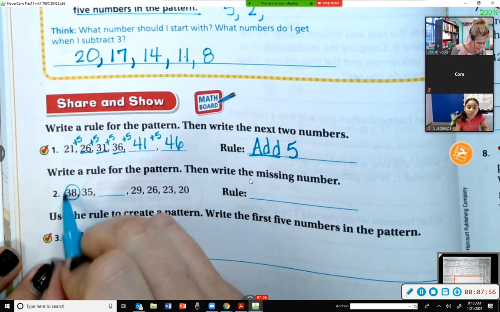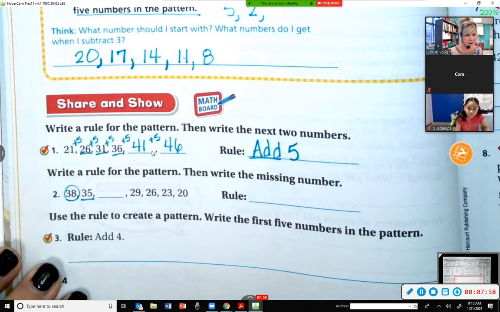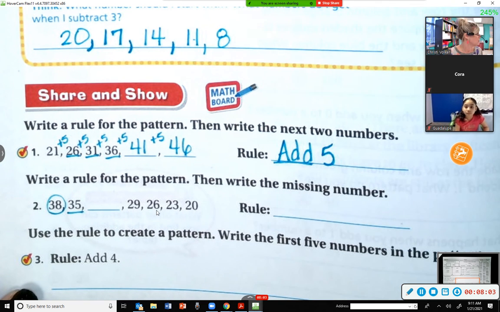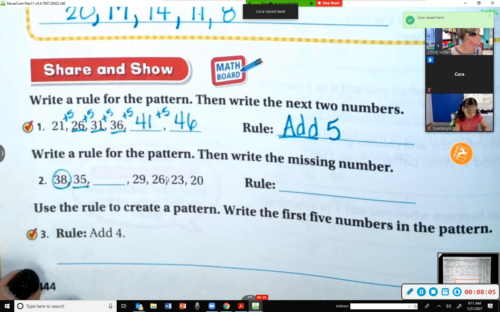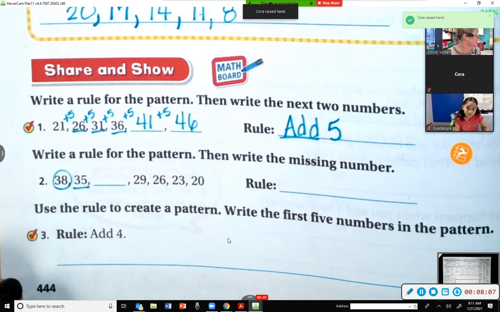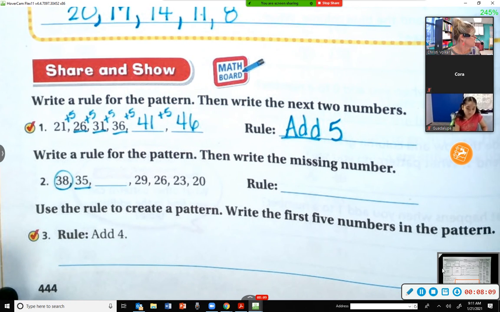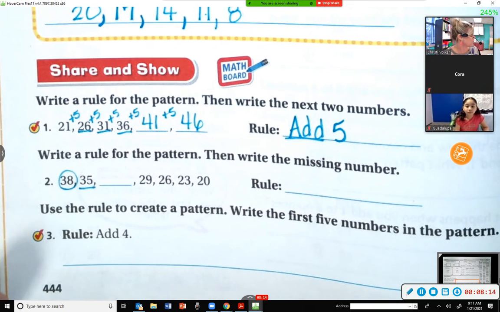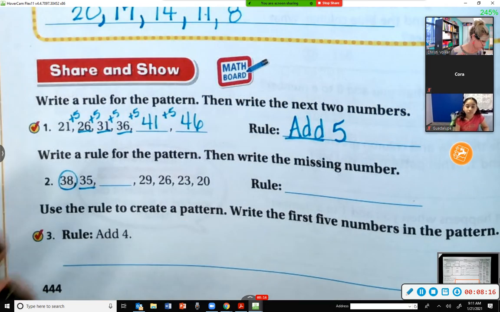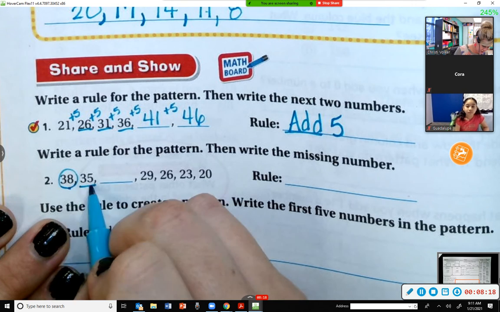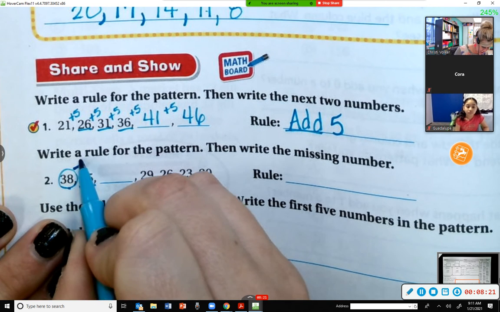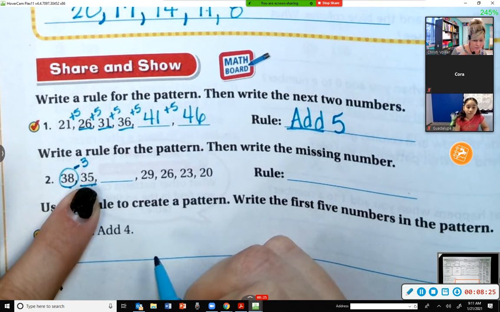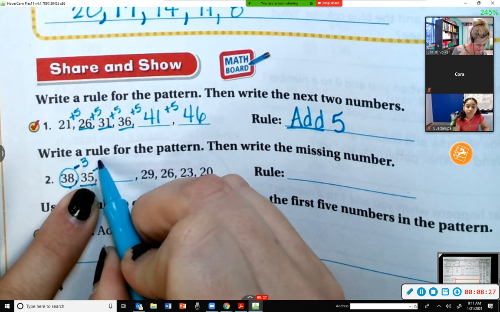Now, I'm starting at 38 and then it went to 35. What do you notice between those two numbers? What's happening? Evangeline? It's subtracting. And how did you know? Because it's getting lower. Good. So when it's getting lower, you know you're subtracting. So 38 to 35, I'm going to subtract 3. So I need to do that for the whole pattern. So what's 35 minus 3?